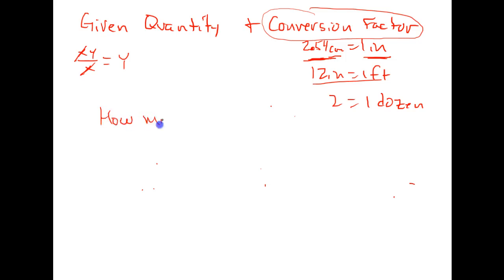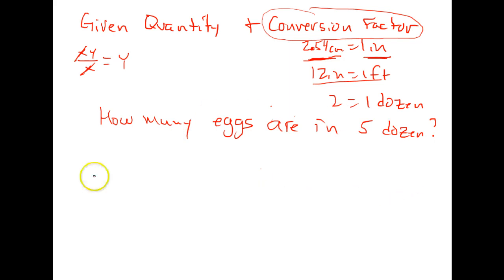I'm going to make this easy. How many eggs are in 5 dozen? Now, I know you can probably do this in your head, but what you're doing in your head is dimensional analysis. I'm going to show you what you are doing in your head mathematically. First of all, what's my given quantity? 5 dozen. That's my starting point.